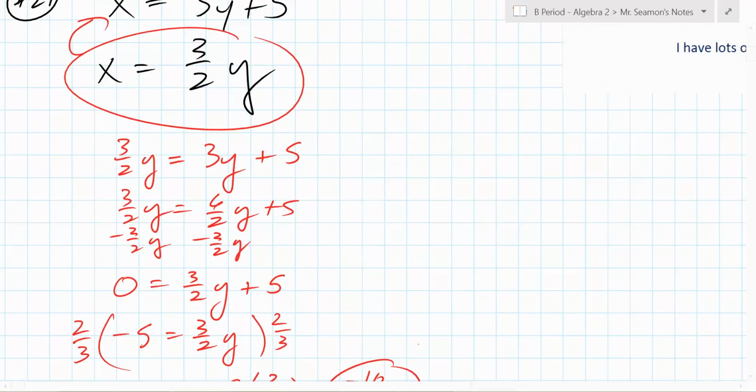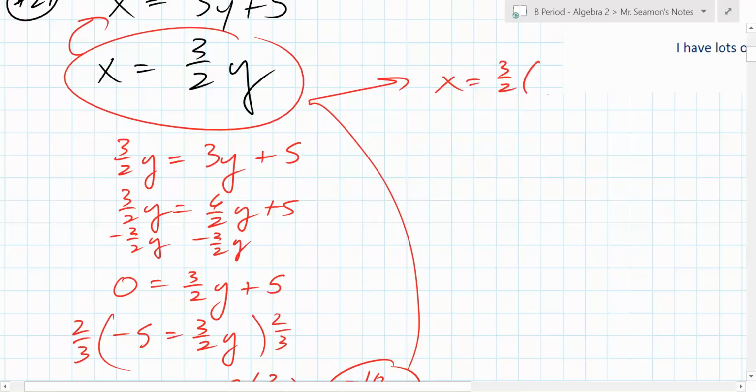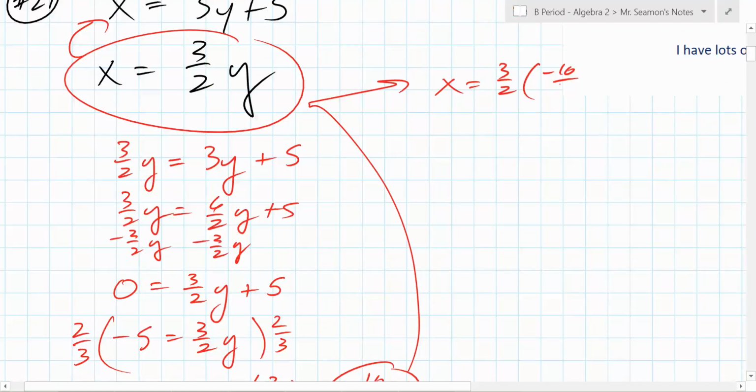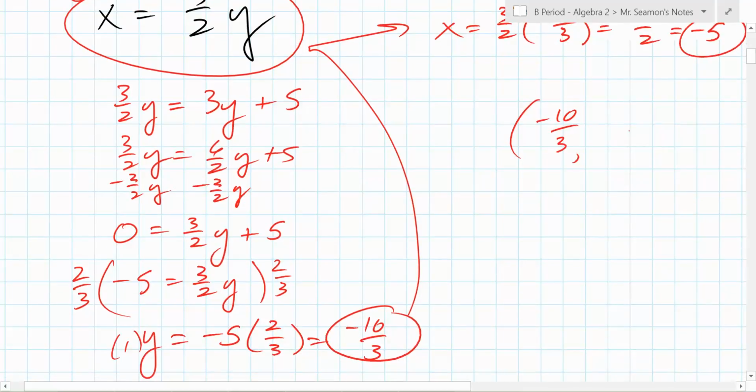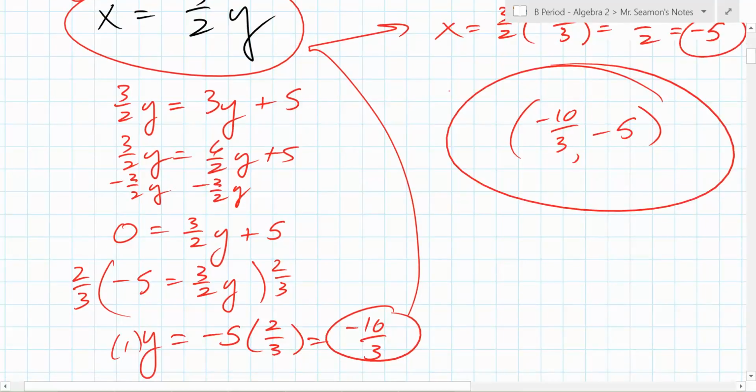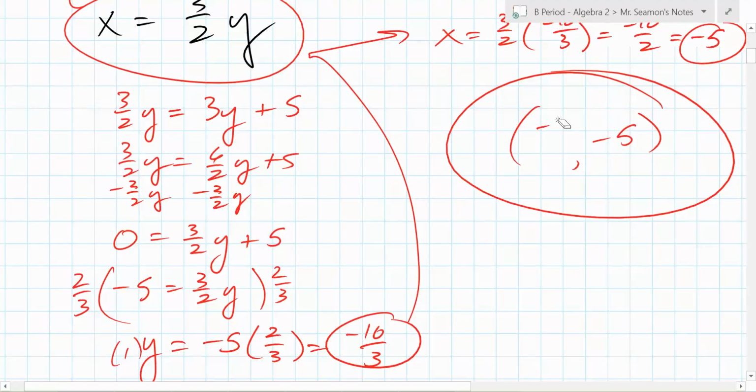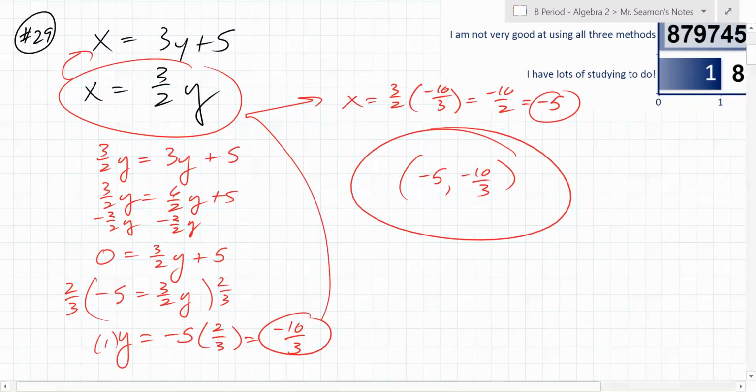Now that we have y, what do we do with it? Plug it in to either one. We can plug it in right there. We get x is equal to 3 halves times negative 10 over 3. So that equals negative 10 over 2, which is negative 5. How do you state the answer once you have these numbers? Negative 10 over 3, comma, negative 5, stated as a point. You're absolutely correct. You have it in my notes theoretically, but I can write it if you need me to.